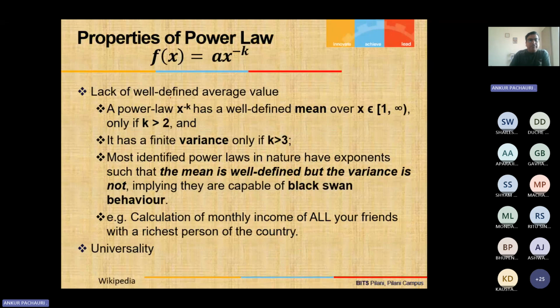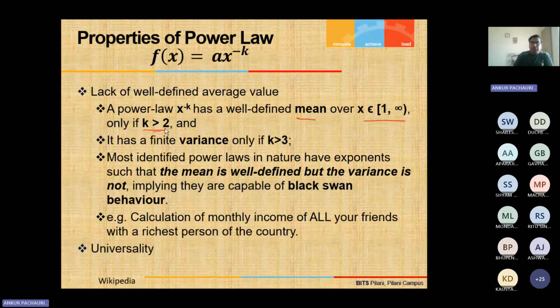Second property is the lack of a well-defined average value. A power law x to the power minus k has a well-defined mean over the closed interval from 1 to infinity. That means x can have any value from 1 to infinity, not less than 1, but only if k is greater than 2.